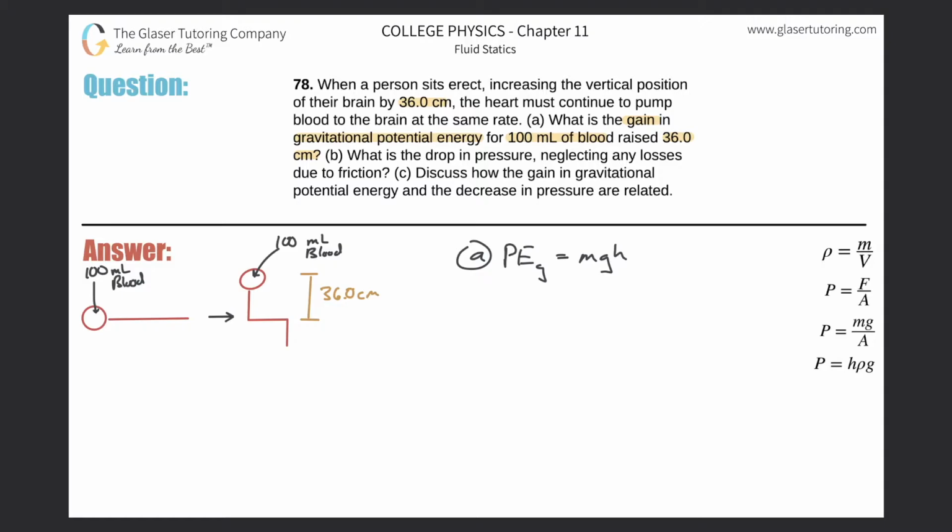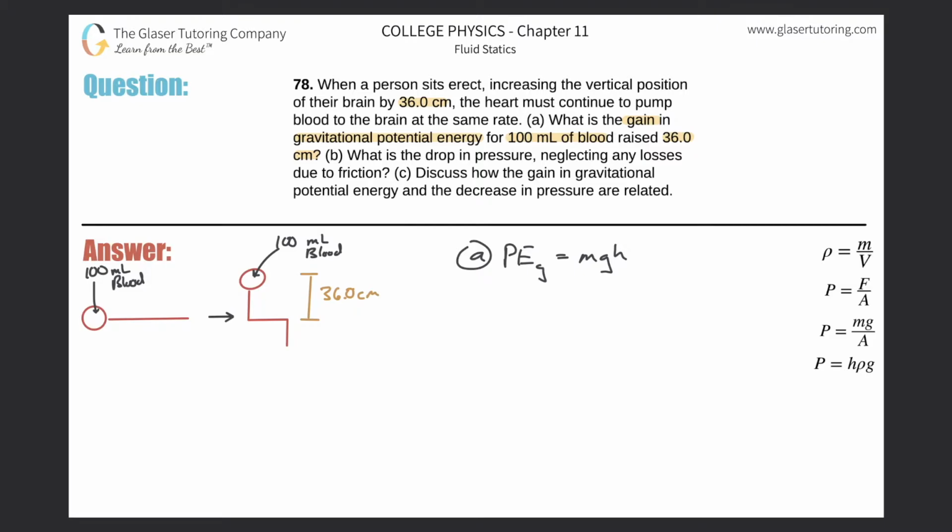So here's our little picture. There's 100 milliliters of blood. Remember, this volume has a certain mass to it. And this volume of blood is going to be raised by 36 centimeters to now this location. So the gravitational potential energy has gone up because the ending height is higher than the initial height. I could substitute in delta H here for height if I wanted, where it's the final minus the initial.